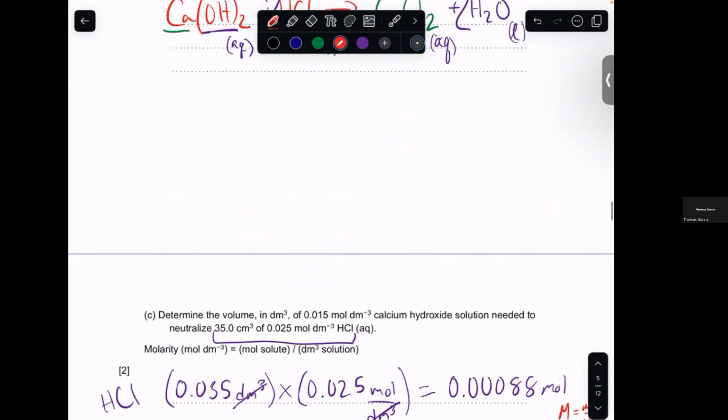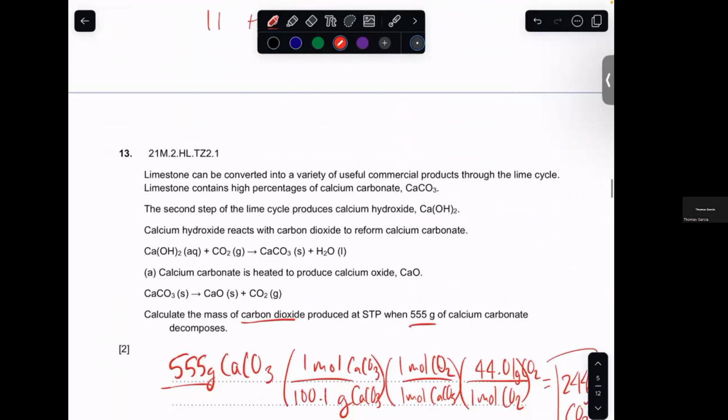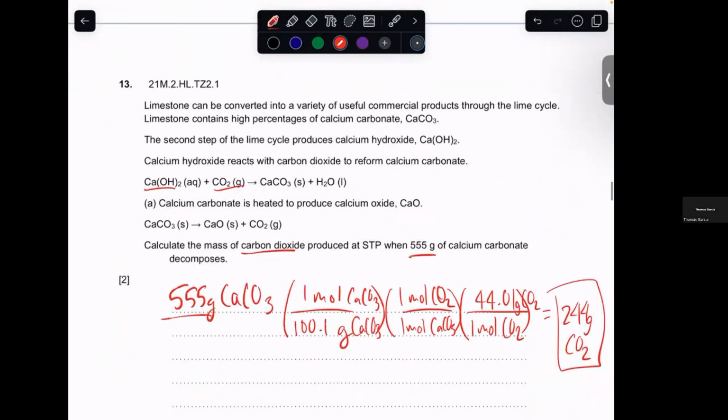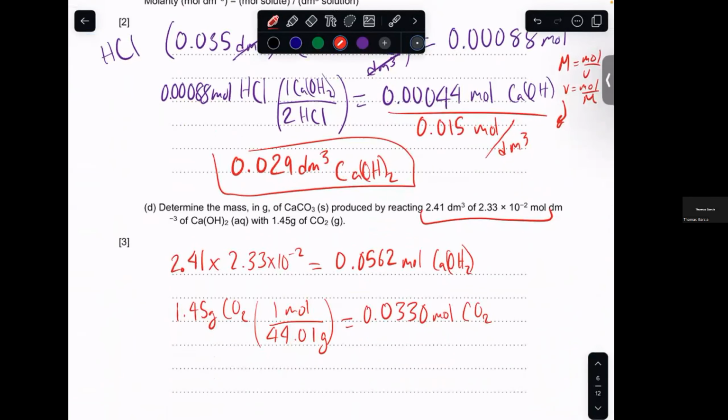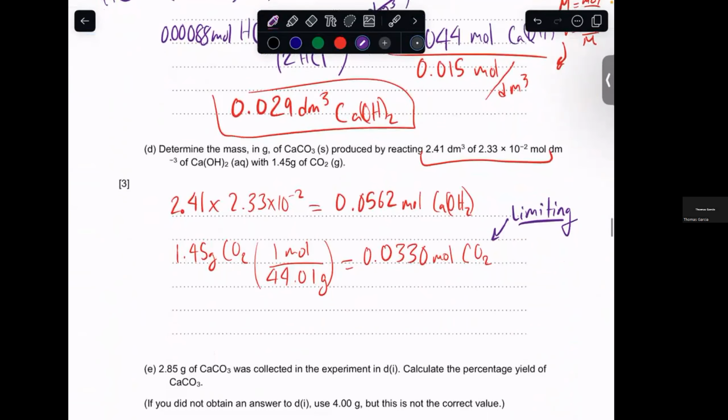As I go back to my equation up here, we see that calcium hydroxide and carbon dioxide both react in a 1-to-1 ratio to make our product, calcium carbonate. That means because they both react in a 1-to-1, whichever has the least starting moles, that's our limiting. So it turns out our CO2 is limiting. I'm using mole ratios to understand that.